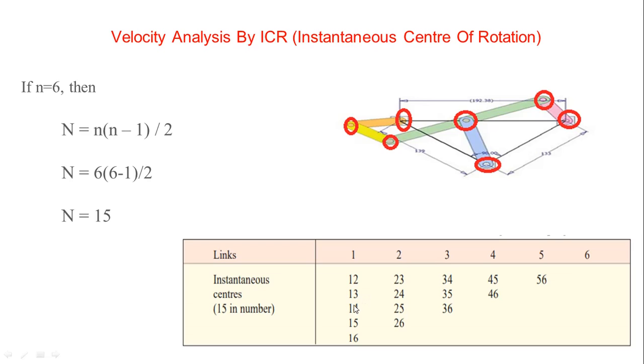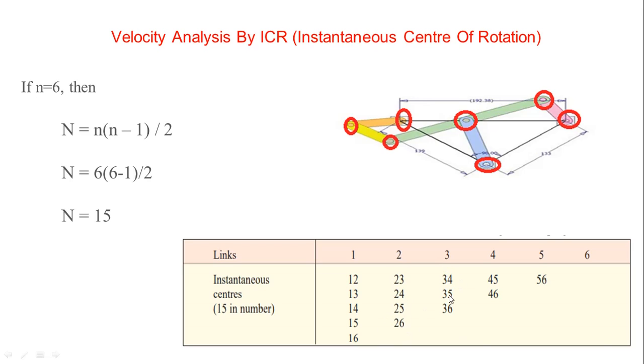So 1-2, 1-3, 1-4, 1-5 and 1-6. Similarly, for link number 2, we have already covered 1-2, so we are not going to repeat it. Starting with the next one, 2-3, 2-4, 2-5, 2-6 under this column.